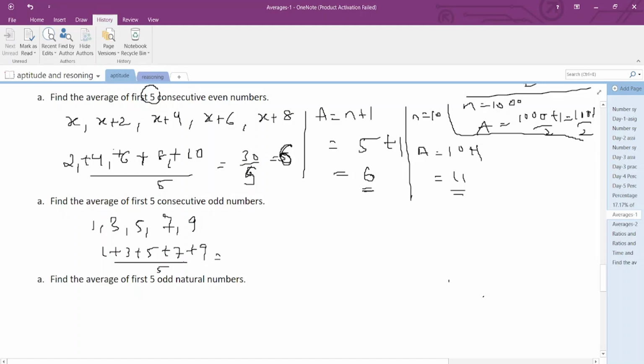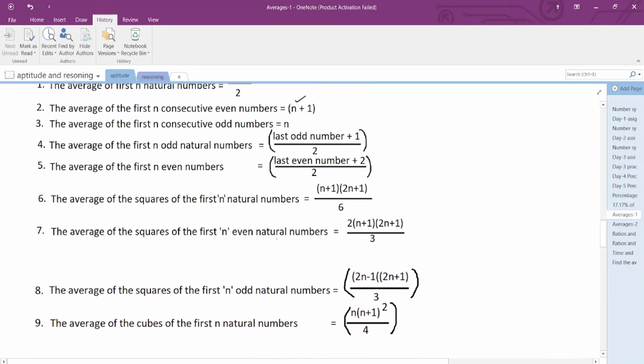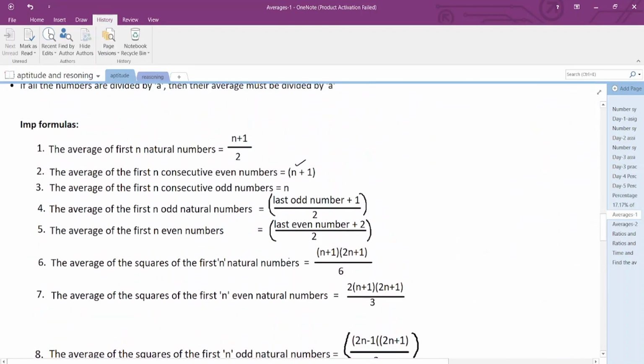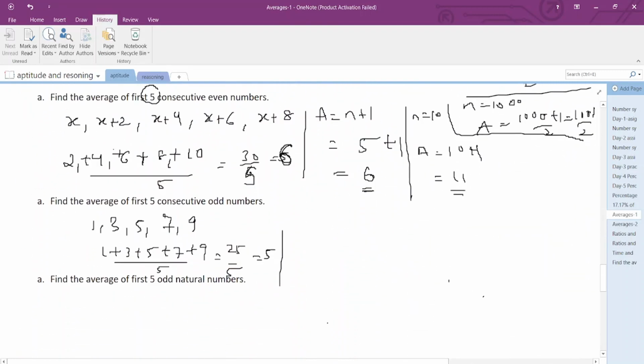So 5. So 10, 20, 25 by 5, you got 5, right? But if you remember this formula, average of first n consecutive odd numbers is equal to n. So you can directly say average is equal to n. So n is equal to 5. So average is equal to 5.